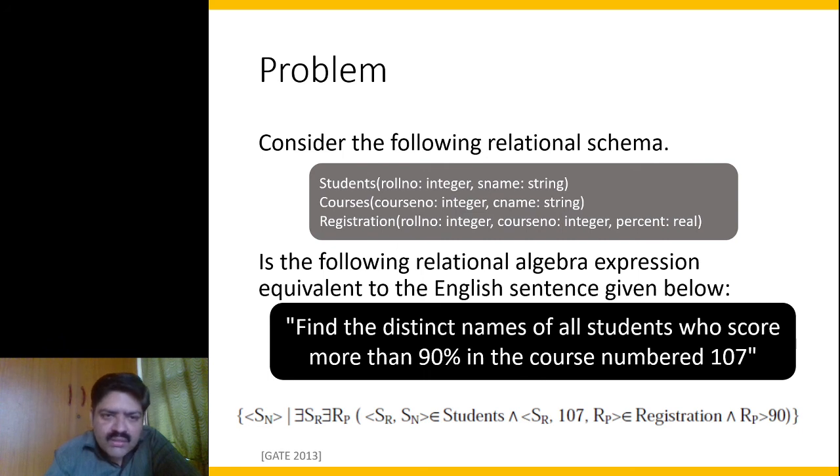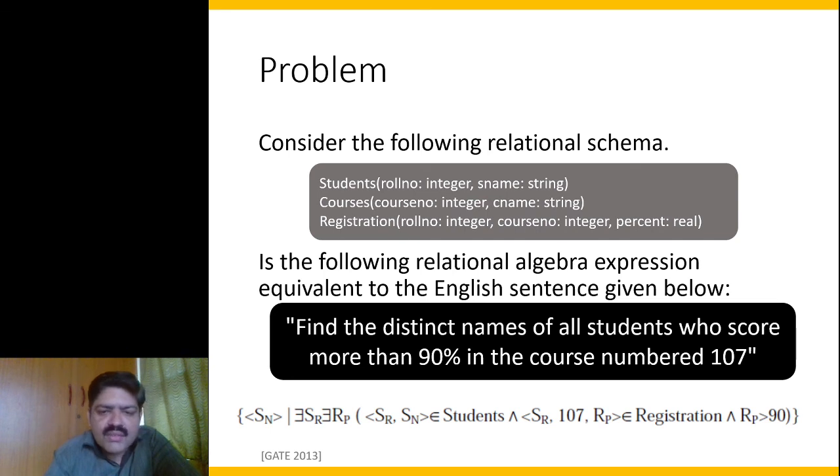Some student roll number fits here, and I hard code the second part of registration. Registration has roll number, course number, and percentage. So roll number is SR, course number is 107, and the percentage is RP. Now SR, 107, RP belongs to registration. So only pick those tuples. Such tuples will have some SR values and some RP values.